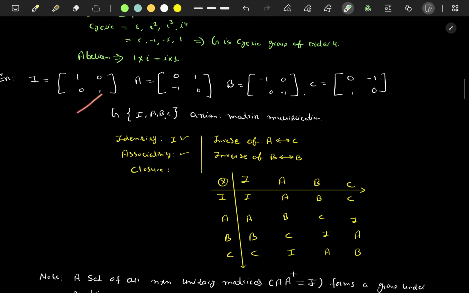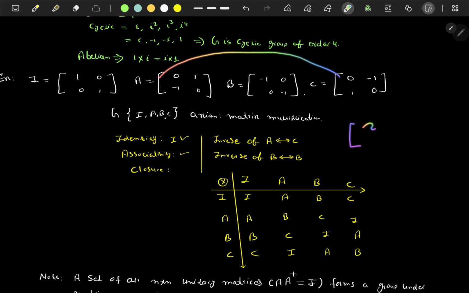Now if I is this, A is this, B is this, and C is this, simplistic identity matrix. So a group formed by these matrices is G, I, A, B, C, order of 4, and the operation is matrix multiplication. Let's check. Identity element exists? Yes, I exists. Associative is following, closure is following, inverse of A is C, and we can check it. Inverse of B is B. How can we check it? Multiply it. Multiply A with C.